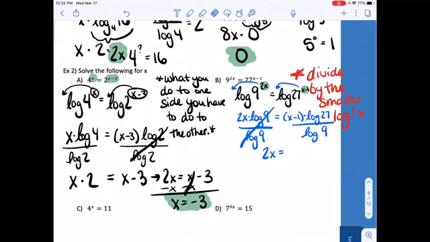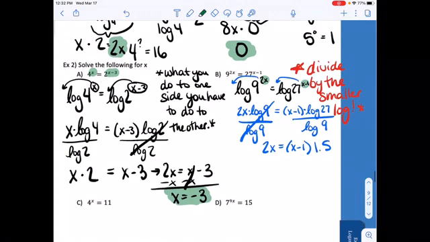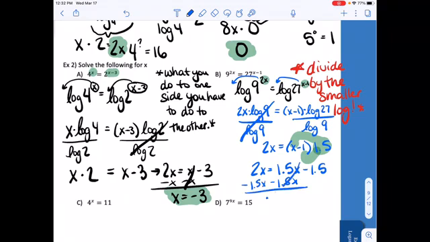Oops, I missed a part. We have x minus 1 times 1.5. There we go. Now we need to distribute this to each of these guys. So we have 2x is equal to 1.5x minus 1.5. Go ahead and finish solving for x like a normal problem.